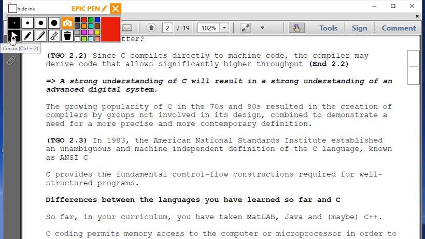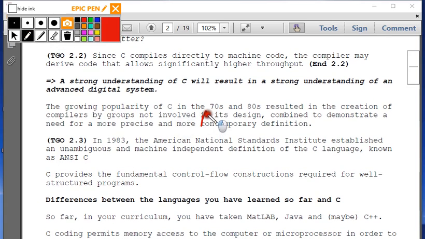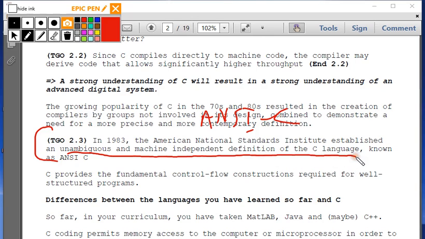Now, you also need to understand what ANSI C is. So the ANSI, you're going to see this over and over again, ANSI C. ANSI C stands for the American National Standards Institute, ANSI. So C was invented in 1970, and it got standardized in 1983. So TGO 2.3 is just this. The American National Standards Institute established an unambiguous and machine-independent definition of the C language known as ANSI C.